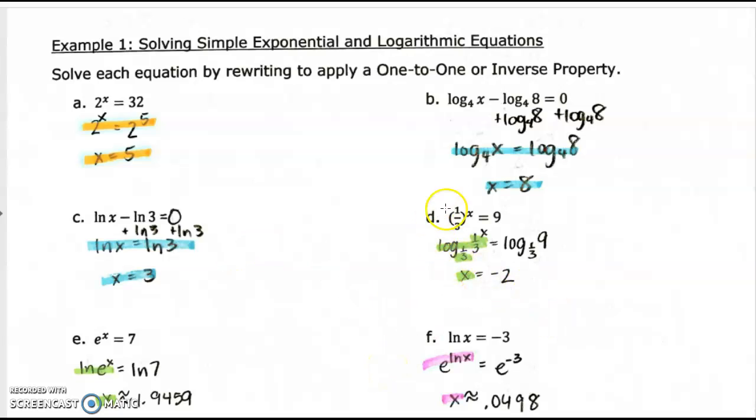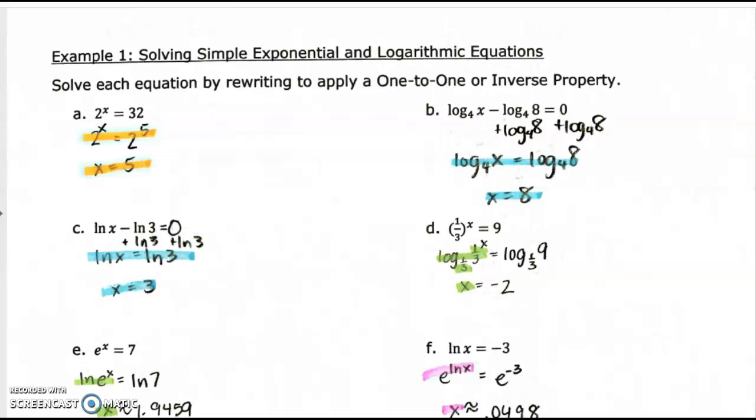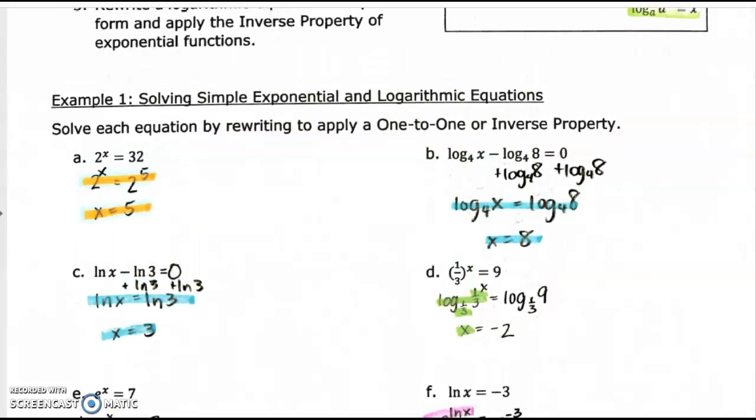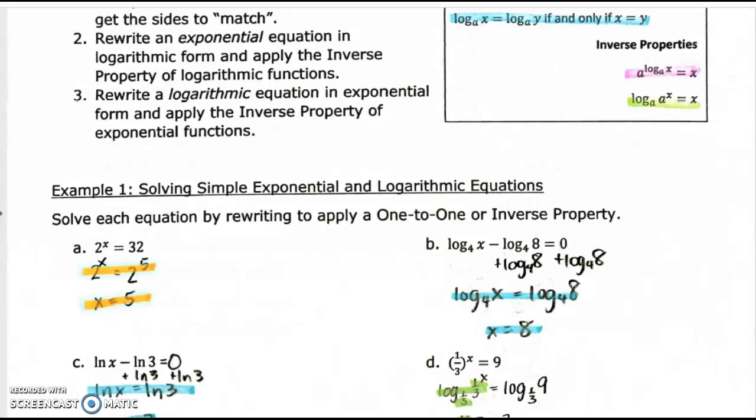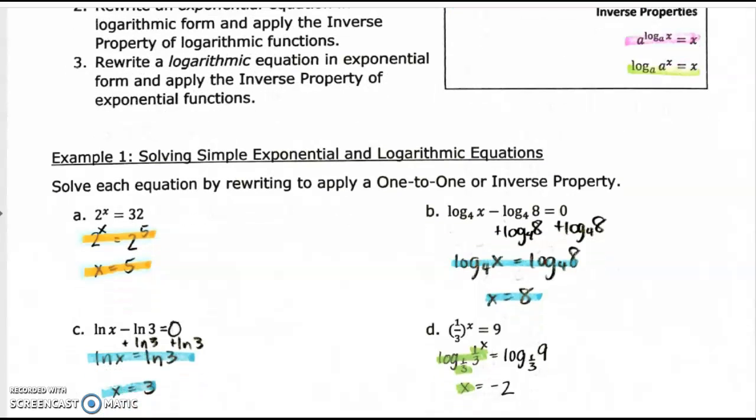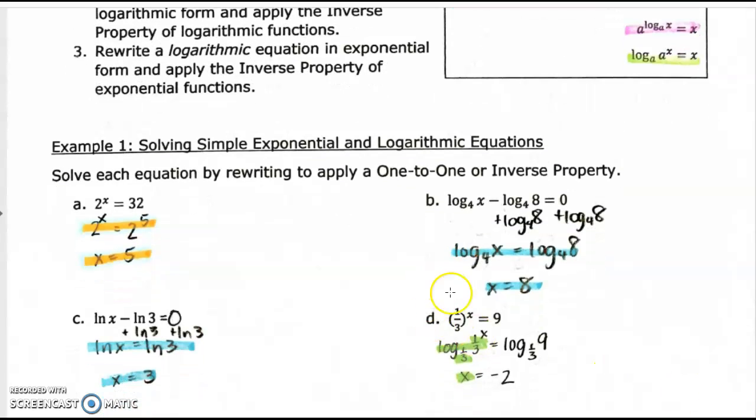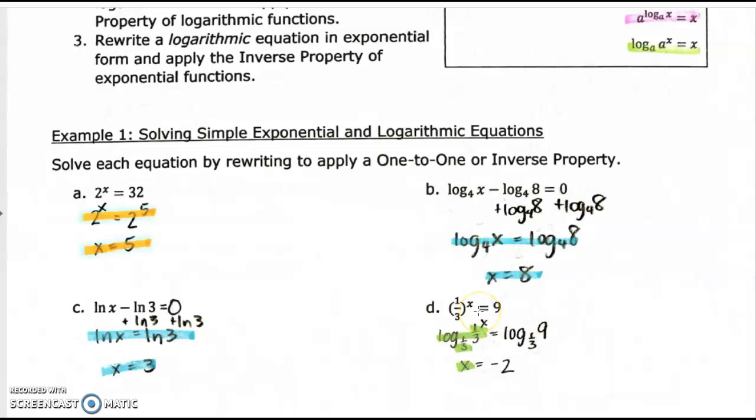In letter D, you could think of this a couple of different ways. If you take a look up here, I've applied, I'm sorry, not a one-to-one, an inverse property, where if we're given an exponential and we can't convert it to have matching bases, and actually this one we could, but the simpler way might be to just use an inverse property.